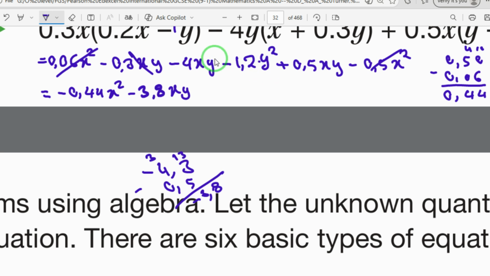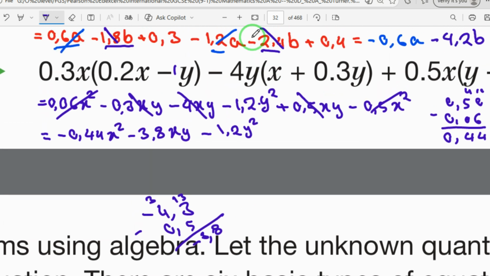This one and also this term are simplified. Because there is no other like term, we write this one as itself, minus 1 times 2y squared. This was the answer of this exercise.